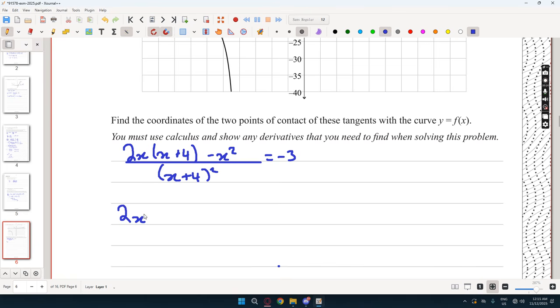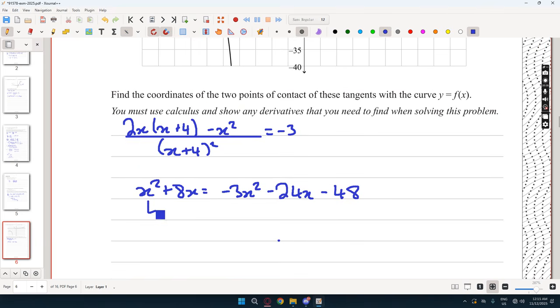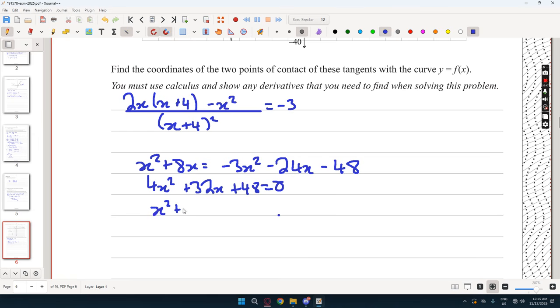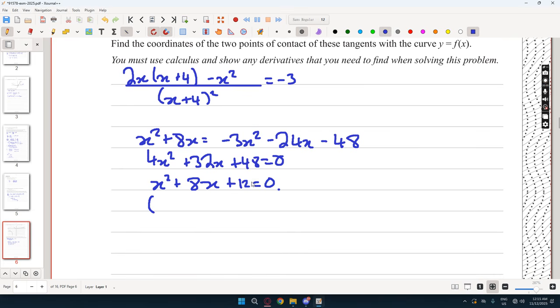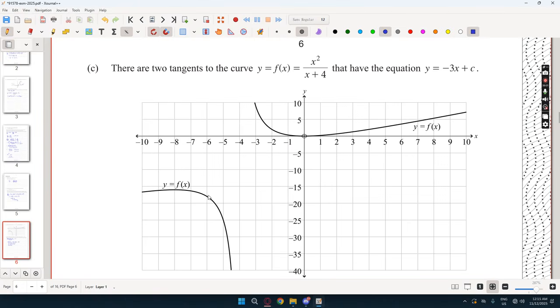So 2x squared minus x squared, that's x squared, plus 8x equals minus 3x squared plus 8x squared, so minus 24x plus 16, so minus 48. So 4x squared plus 32x plus 48 equals 0. x squared plus 8x plus 12 equals 0. 6 and 2, so x plus 6, x plus 2. So we're at x equals minus 6 and x equals minus 2.